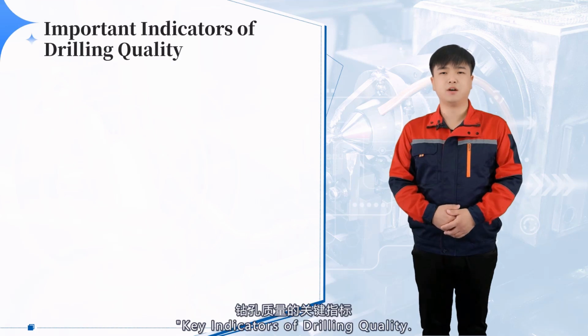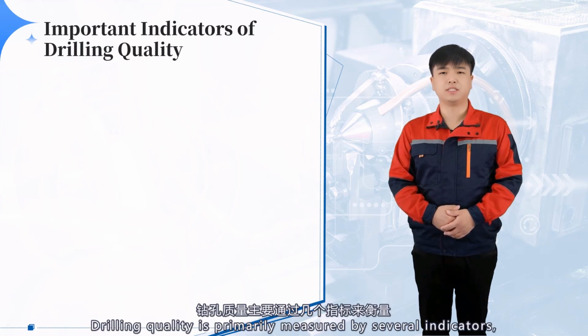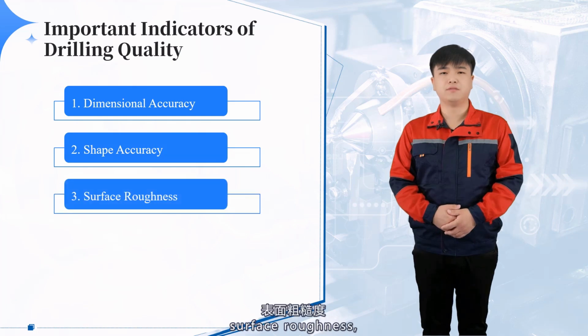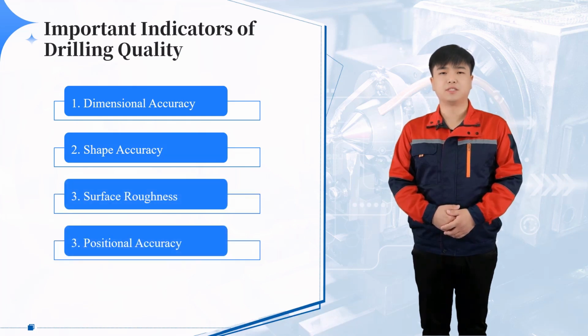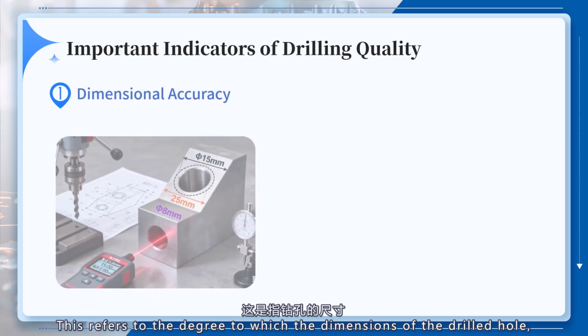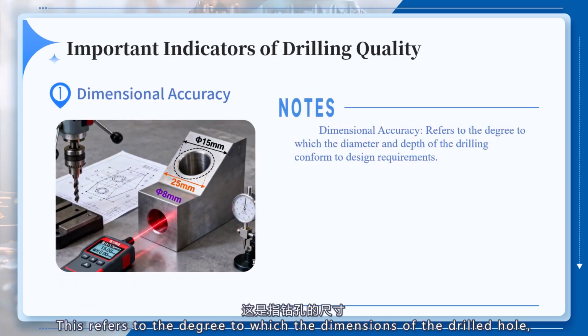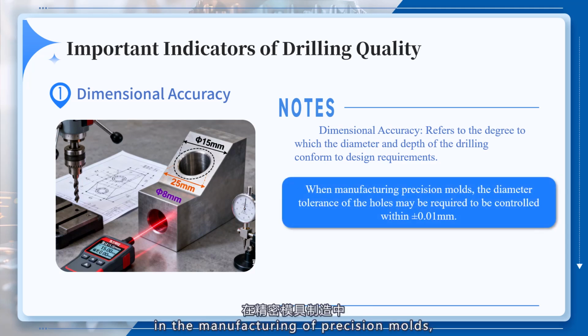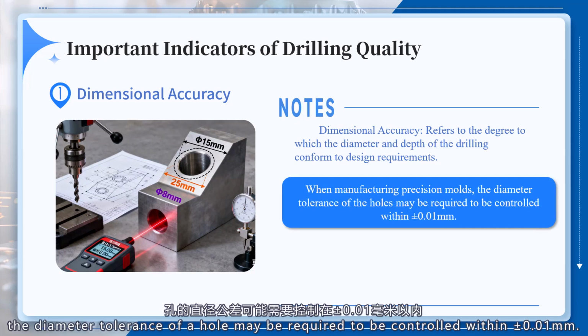Key indicators of drilling quality. Drilling quality is primarily measured by several indicators, including dimensional accuracy, shape accuracy, surface roughness, and positional accuracy. Dimensional accuracy. This refers to the degree to which the dimensions of the drilled hole, such as diameter and depth, conform to design specifications. For instance, in the manufacturing of precision molds, the diameter tolerance of a hole may be required to be controlled within plus or minus 0.01 mm.